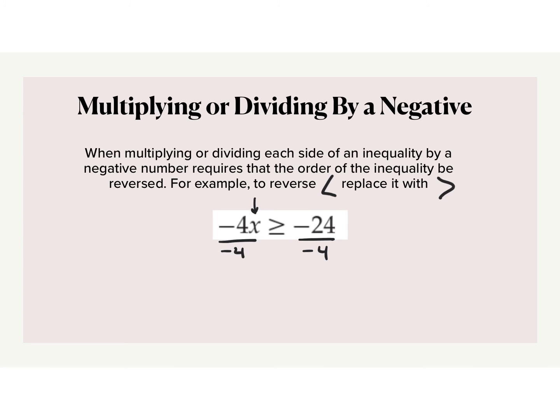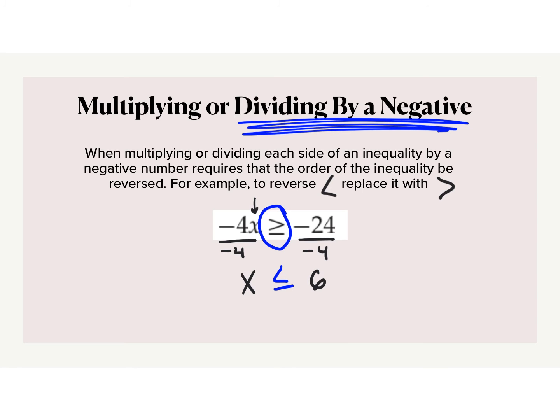But here, since it's an inequality, it's not just an equals, I have to flip my inequality. So since it's a greater than or equal to, I make it a less than or equal to. I change the direction because I am dividing by a negative. So this would become x is less than or equal to, what's -24 divided by -4? 6. So this would be my answer.